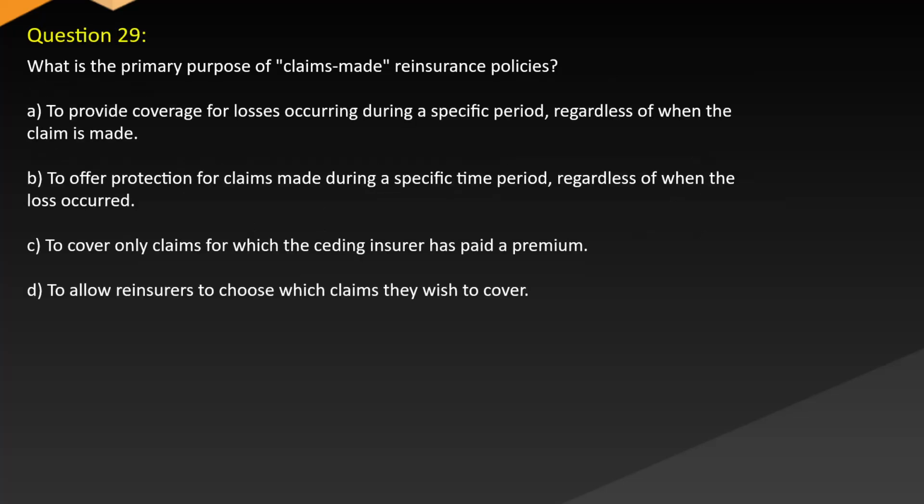Question 29. What is the primary purpose of claims-made reinsurance policies? A. To provide coverage for losses occurring during a specific period regardless of when the claim is made. B. To offer protection for claims made during a specific time period regardless of when the loss occurred. C. To cover only claims for which the ceding insurer has paid a premium. D. To allow reinsurers to choose which claims they wish to cover.